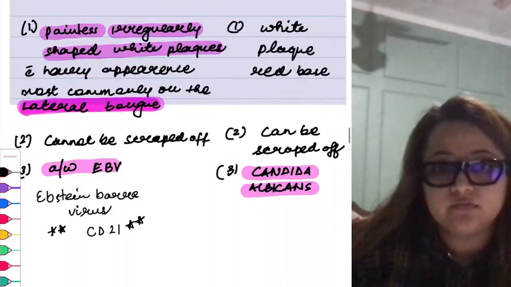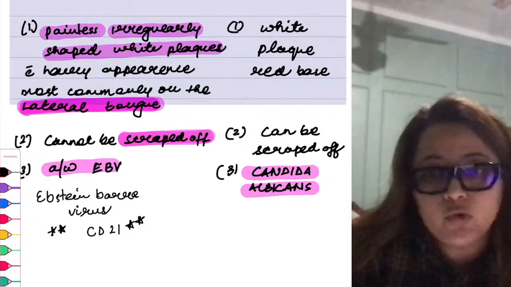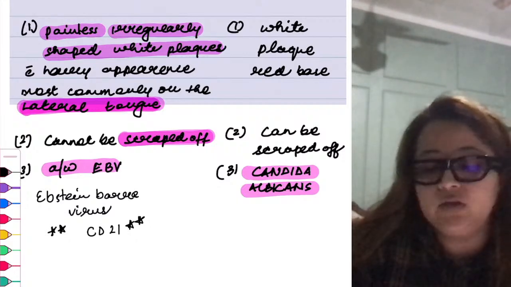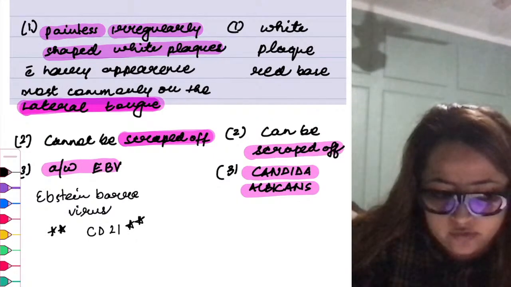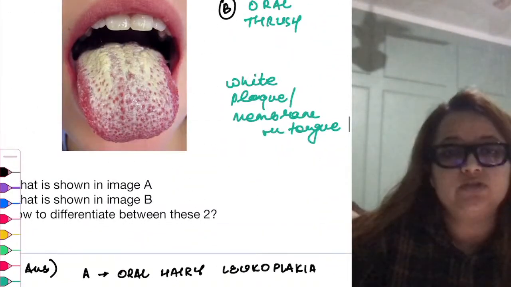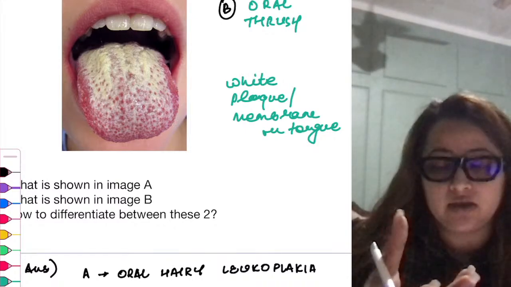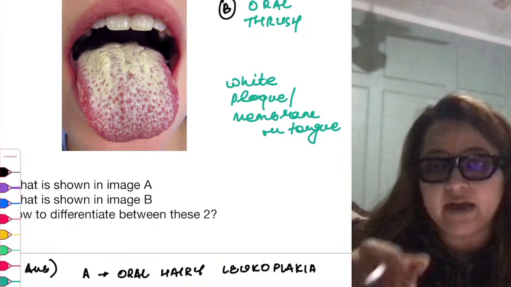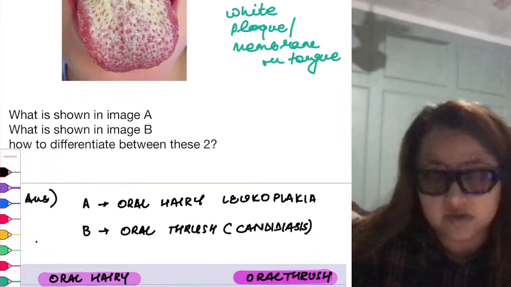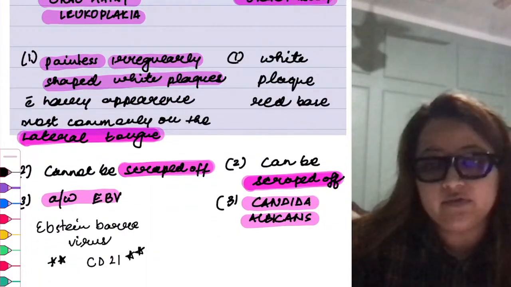Next high yield point, that is, you cannot scrape off the leukoplakia. You cannot scrape off the oral hairy leukoplakia, but if you try to scrape off the oral thrush, you can easily do so. So it can be scraped off. So imagine, guys, if you are scraping off the finding given in picture B, what you're going to see is a very red area, erythematous area beneath this white membrane. Okay, so if you try to just scrape it off, you will see the erythematous area, red area. Okay, so these are the very important differences.